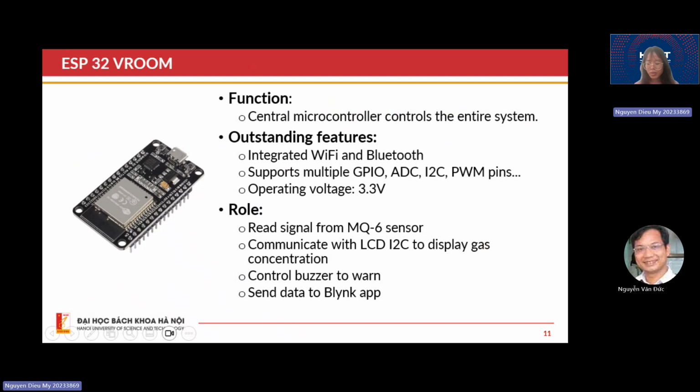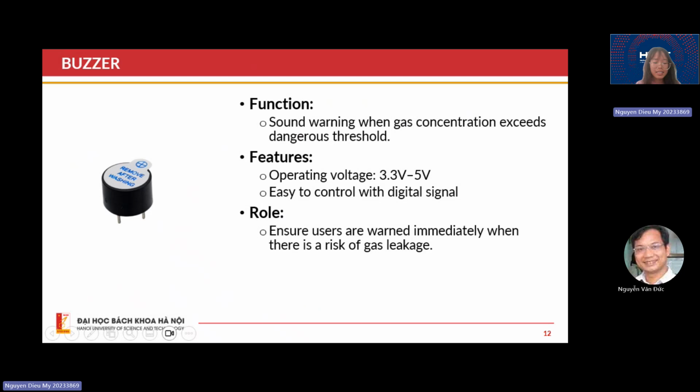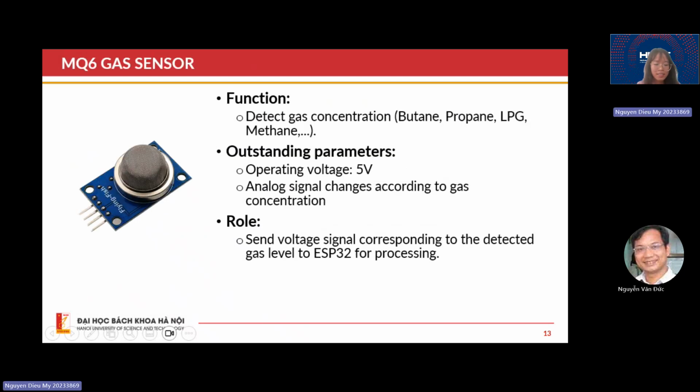The ESP32 is the microcontroller that reads sensor data, controls the outputs, and connects to Blynk via Wi-Fi. The MQ6 detects LPG and methane gas. Its analog signal is sent to the ESP32 for processing. The LCD displays the gas level and system status, connected via I2C for simpler wiring.